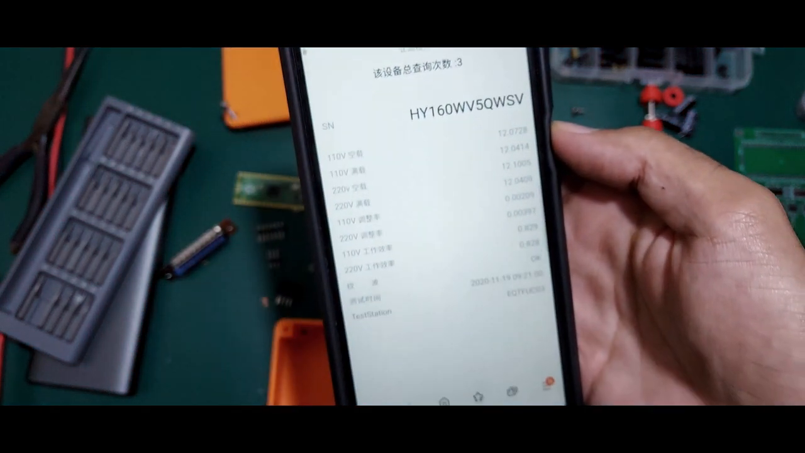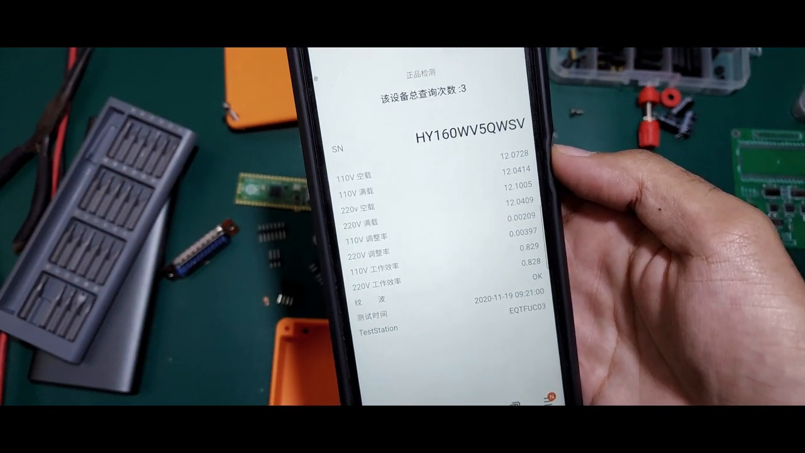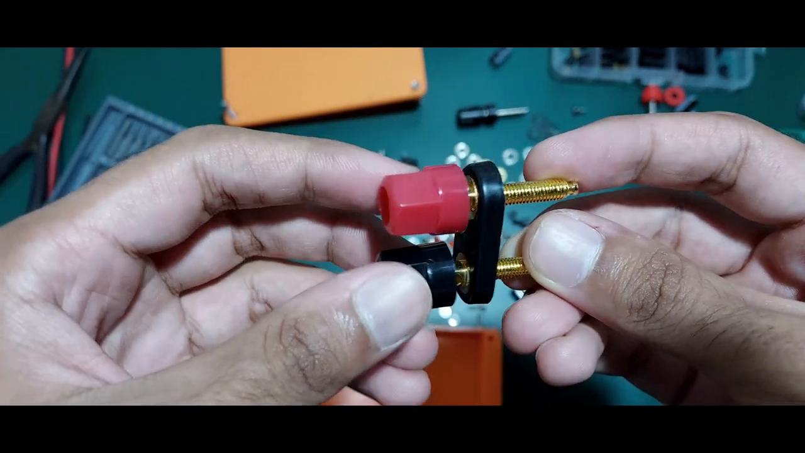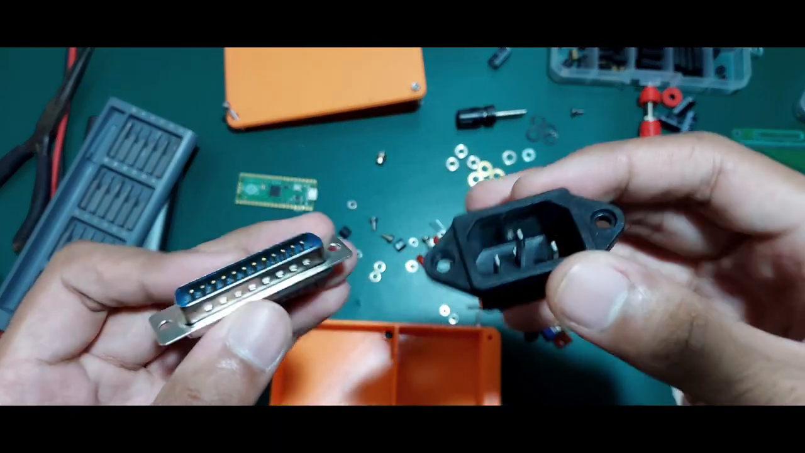I was eventually able to translate it, and the TLDR is that it passed. A nice seemingly gold-plated set of input terminals, and of course, a few connectors.